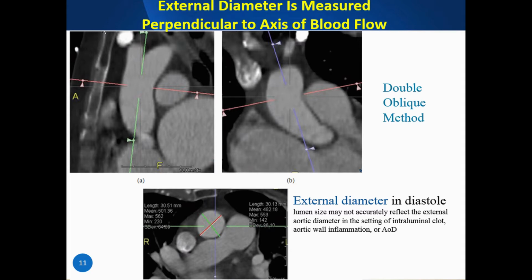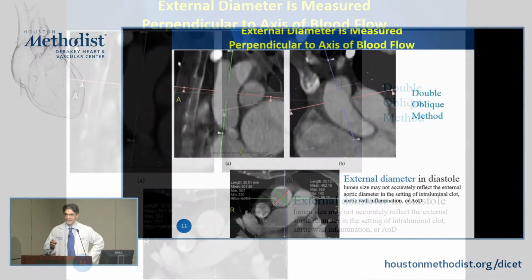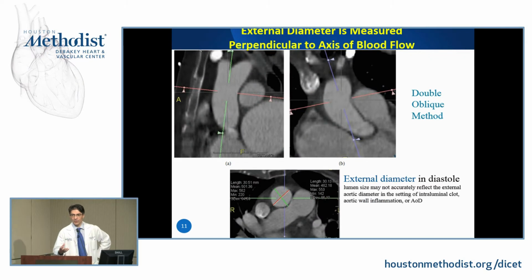It's important to remember when we make these measurements, it's not a luminal diameter. A lot of these aortic diseases have pathologies where the wall may be thickened, where there may be overlying thrombus. So you actually are not measuring just the lumen itself, you're measuring the whole wall plus the lumen. So that's an important point.